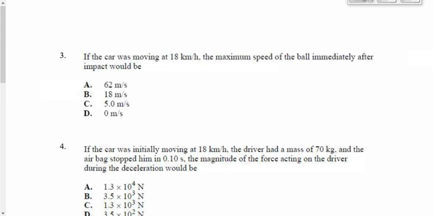18 kilometers per hour, that's how fast it was moving, right? The most it can be moving is the speed that it was moving before it was released. So the answer for this one would be C, 5 meters per second. Make sense?